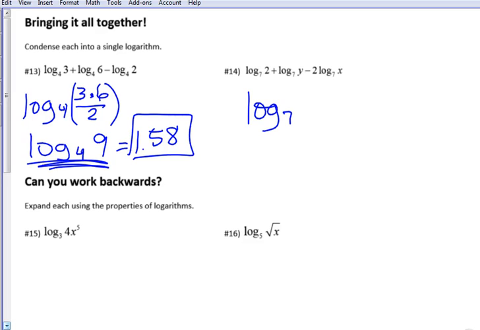What property do you want to do first? Product, quotient, power, or inverse? Product is first. How do you know? Left to right, I see a plus sign. So what am I going to multiply together? 2 times y. That becomes 2y. Then what are we going to do? Yep, use our quotient property to divide. And what are we dividing this by? X squared. There you go. Yeah, because this last one had a 2 in front.